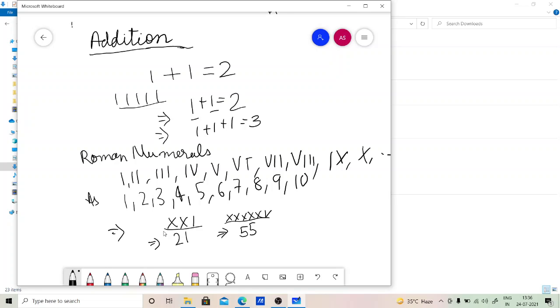But this is not what this class is meant for. This class is upon what addition is, and addition is basic joining. When I write 1 plus 1 is equal to 2, what I have done is made my life easier by writing a single number instead of two numbers, a single number instead of five numbers, a single number instead of 10 numbers.